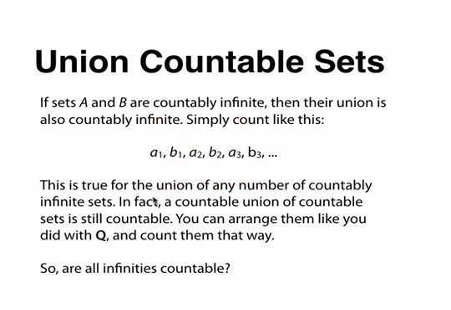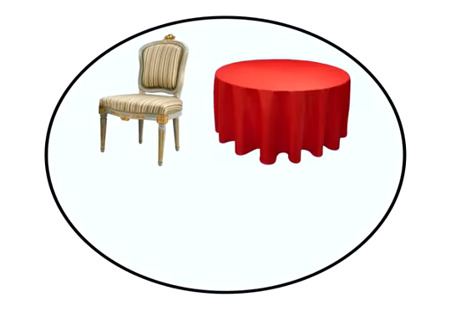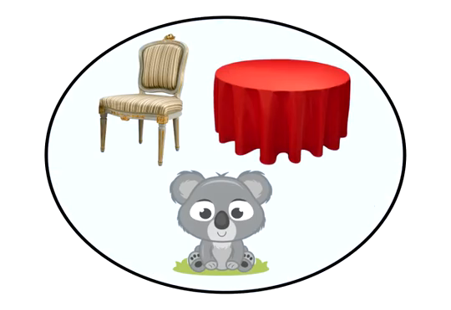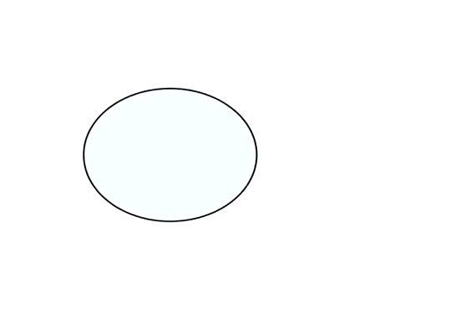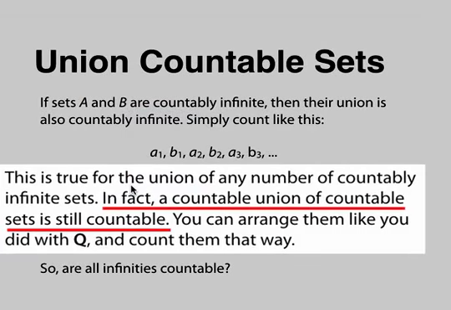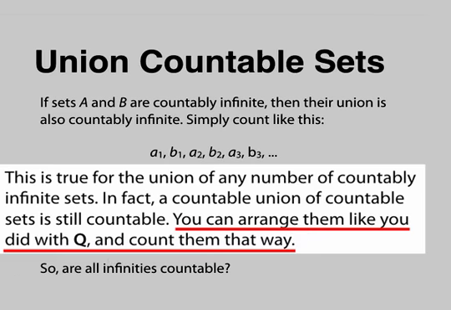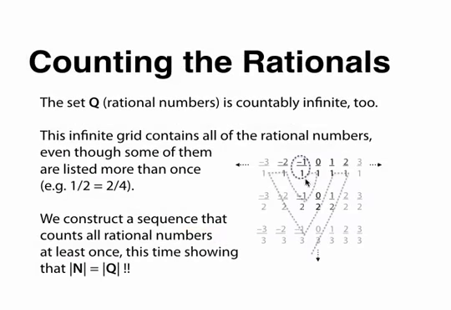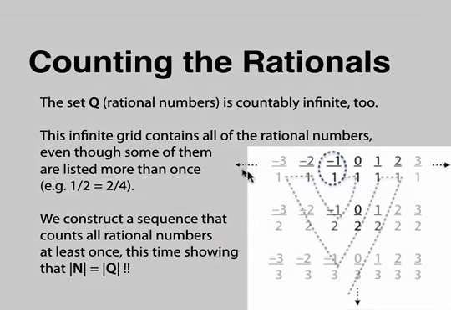In fact, I could have 10 countable sets, put them together, say chairs, tables, and koalas, right? And that would still be countable. I could have 20, 30, 50. In fact, I could have a countable number of countable sets and put them all together, and the result would still be countable. You can arrange them in a grid the same way that we did with Q. So here, remember, this is a countably infinite number of things just in this row. Here's another row of countably infinite things. And there's a countably infinite number of rows. And you can count the whole grid.